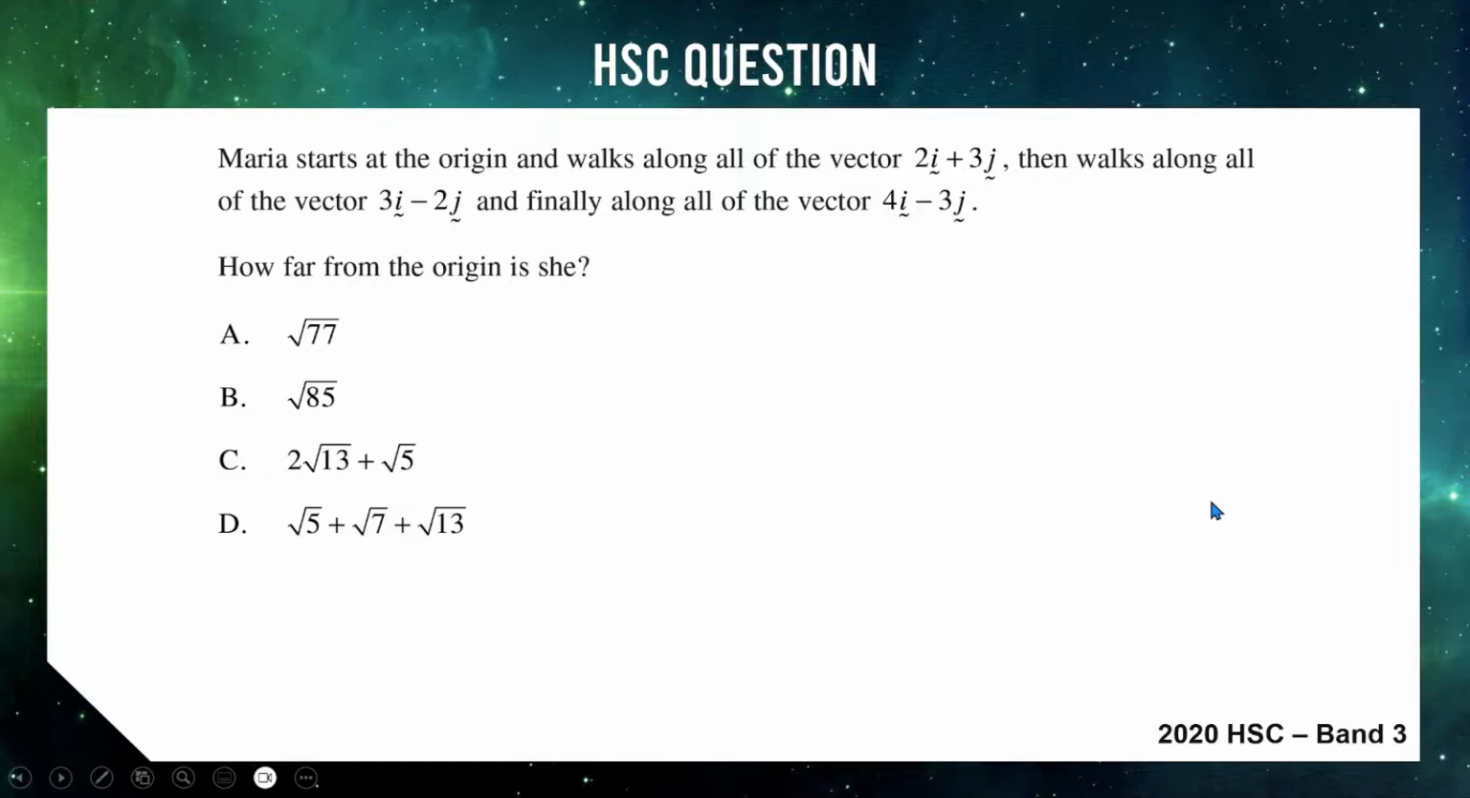Okay, I think we're finishing off with an HSC question from 2020. It's another band 3, so it's not meant to be life-ruining by any means, but we're new to this, so let's see how we go. Maria starts at the origin, walks along the 2, 3 vector, and then walks along the 3, minus 2 vector, and then walks along 4, minus 3. How far from the origin is she?